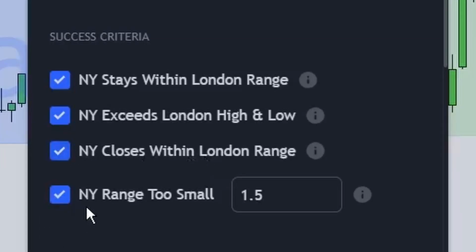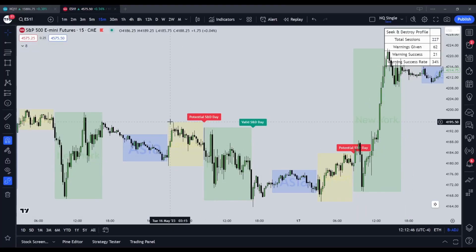And then lastly, you have this New York range is too small. So if none of the above are true, it will look to see if the New York range was smaller than the historical ranges, where this parameter is the number of standard deviations from historical ranges. So if we put this to something like 1 and then deselect all of these, we can see that we have the warning sign here, London takes both sides of Asia, but then we just have a really slow, choppy, and overall small range day, which is why it gets marked as a valid seek and destroy day.